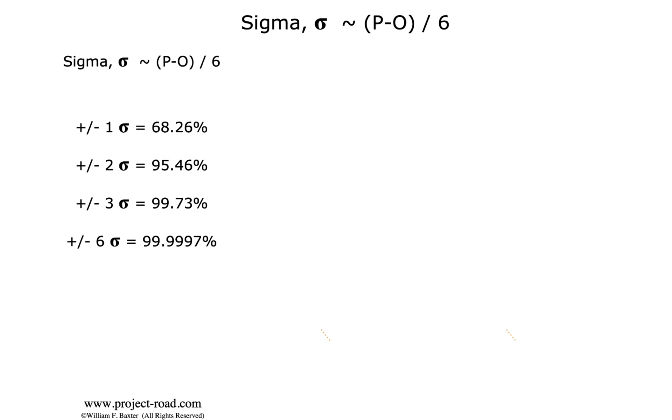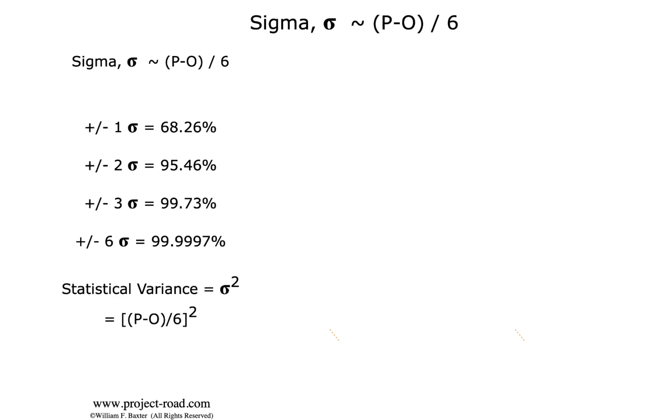And in addition to this, there's a few other related things we're going to want to memorize for the test. These values here of plus or minus 1 sigma equals 68.26%, plus or minus 2 sigma, 95.46%, plus or minus 3 sigma, 99.73%, and plus or minus 6 sigma, 99.9997%. And then also we have the statistical variance, which is equal to sigma squared. So that quantity P minus O divided by 6, all squared.